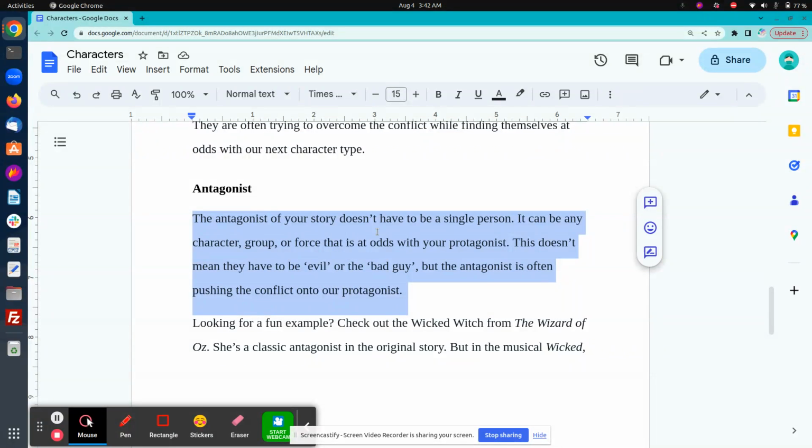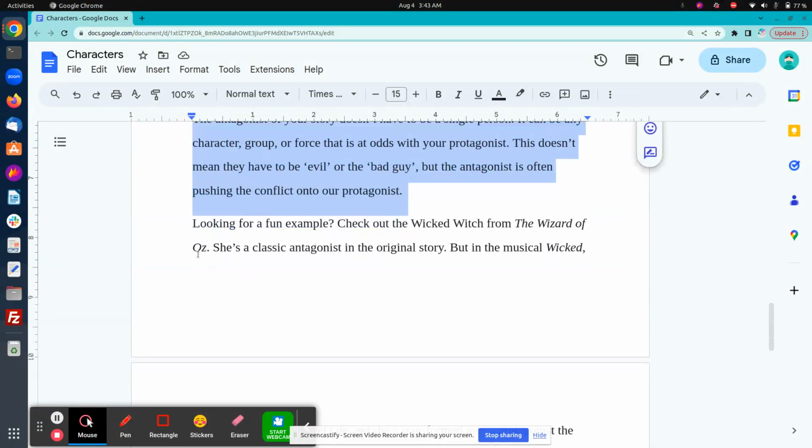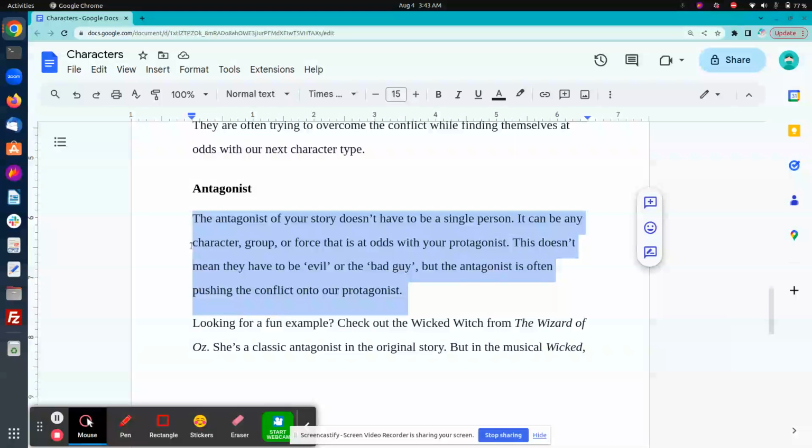The antagonist of your story doesn't have to be a single person. It can be any character, group, or force that is at odds with your protagonist. This doesn't mean that they have to be evil or the bad guy, but the antagonist is often pushing the conflict onto your protagonist. All right, so antagonist, it causes problems, but it is not mandatory that it should be one person. It can be a group of people, a force, an abstract idea that opposes the mission of the protagonist. Yes. So I hope everything is clear to you.